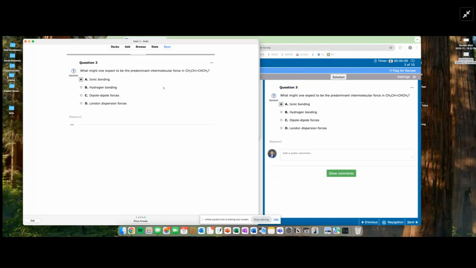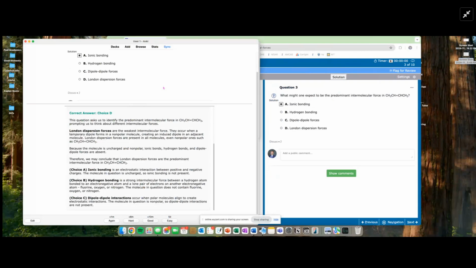And you can see here we have: what might one expect to be the predominant intermolecular force in butene? And so beforehand, while we didn't have the content knowledge to know that it was London dispersion forces, now we do. And so you can imagine any situation you have with a content-based question, you essentially learn the right answer and continue practicing it with this Anki deck.